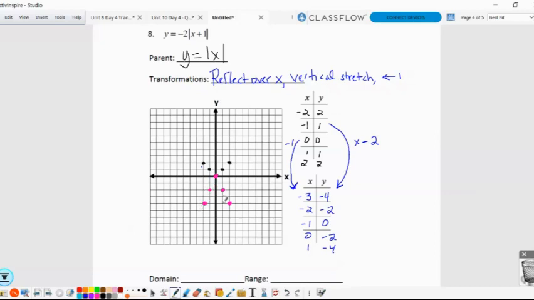Now to get our final graph, if we're working visually with our points instead of with a table, we need to shift each of these to the left by 1. So my final graph will be in blue, to the left by 1.